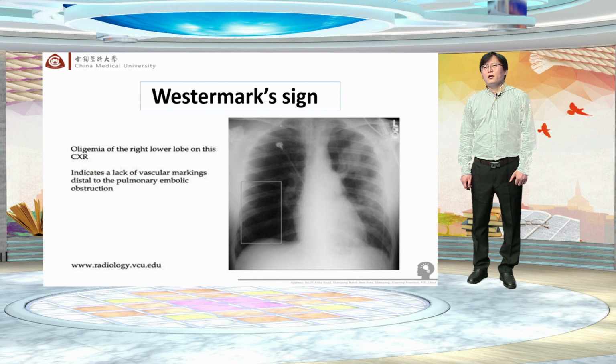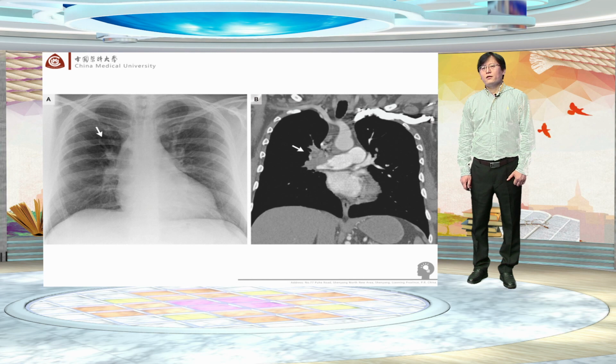Here is Westermark's sign. Here you can see oligemia of the right lower lobe on this chest X-ray, indicating a lack of vascular marking distal to the pulmonary embolic obstruction. And this is a small oligemia on the right upper lobe. And also you can see on the CT scan, we can clearly see the thrombus.